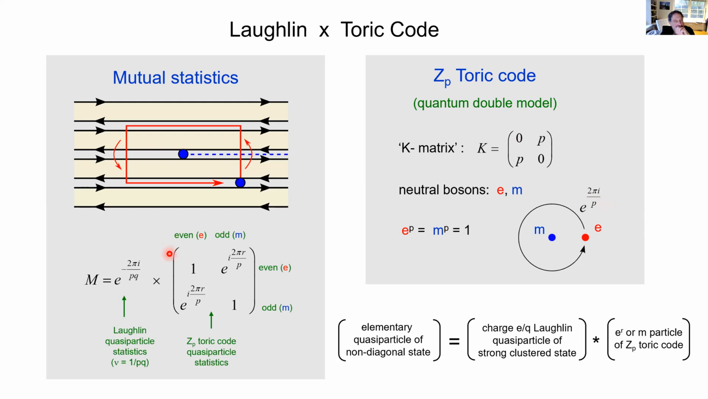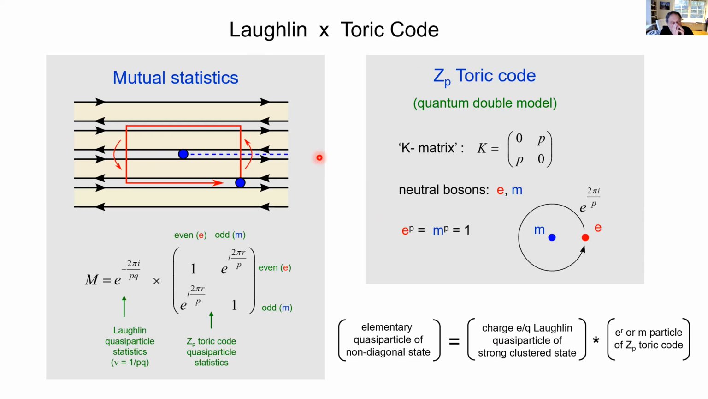The quasi-particles of the non-diagonal state that we're constructing in this wire construction are like Laughlin quasi-particles of the strongly clustered state, which just behave like all Laughlin quasi-particles do, but they are combined with either an E particle or an M particle of this ZP toric code, E or M, depending on whether you're on the even links or on the odd links. And so this is the way we can think about the sort of topological order that this two-dimensional state has. It's like a combination of Laughlin and a ZP toric code.